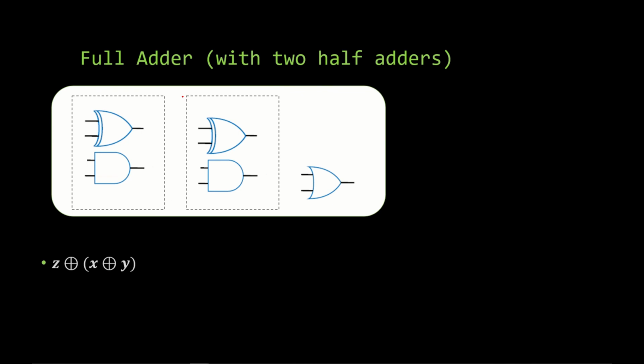But we can implement the full adder with 2 half adders. This is the first one, this is the second one, and then an OR gate. So let's see the inputs and the connections between these gates. So we will have X and Y XORed in this gate. And we will again have X and Y ANDed at this gate. This output is going to be connected to the second XOR. And the carry input Z is going to be connected to the second XOR as well. And this is going to be our sum.